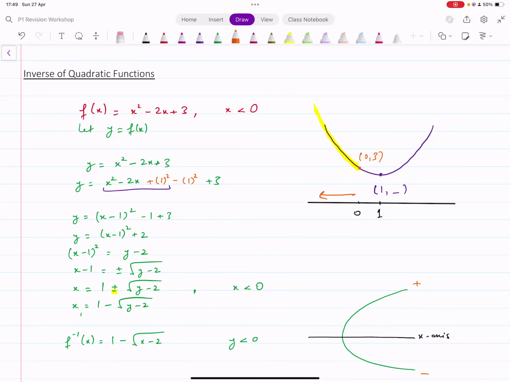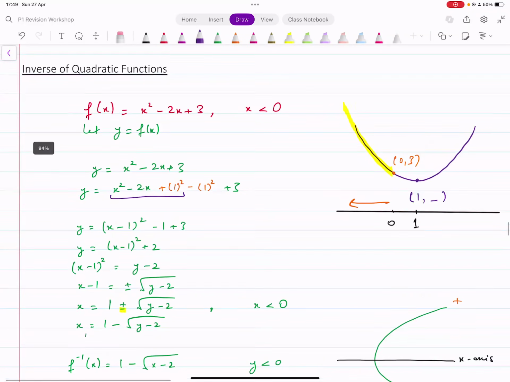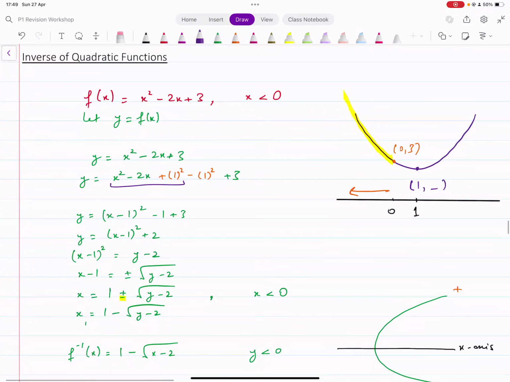Now, how will that process work? How will we find the inverse of this quadratic function? Whenever you have to find the inverse of quadratic functions, the first thing you always have to do is complete the square, because otherwise you would not be able to make x the subject. So when you replace f of x with y initially, you have to complete the square, because then you can make x the subject. When you have completed the square and you got this form, you take the constant to the other side. So you get x minus 1 whole squared equals y minus 2.